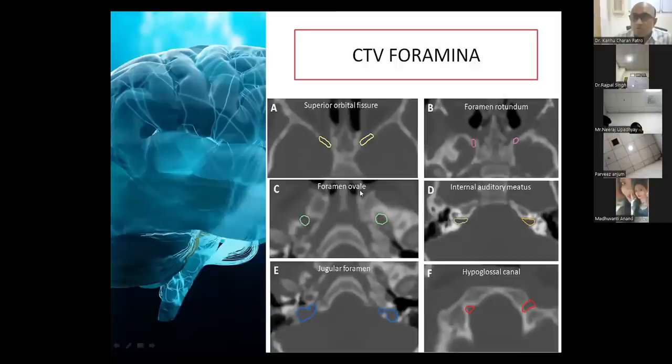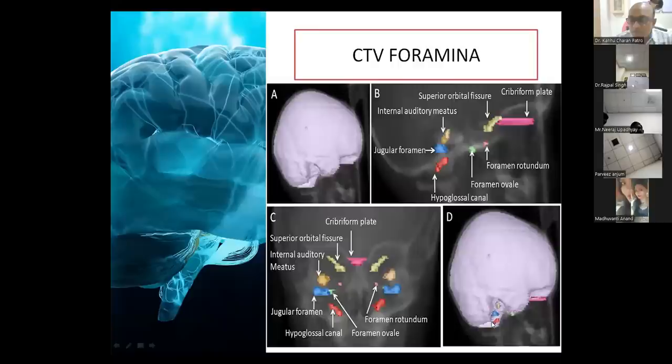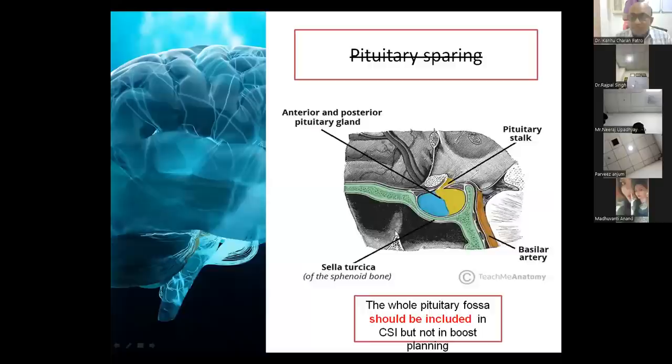This is how it looks after contouring. After contouring, you have to give 1 centimeter to all these foramina. Apart from that, some people are wondering, shall we spare the pituitary? Never spare the pituitary during CSI, but you should spare the pituitary during the boost planning. So the total pituitary fossa should be included in the CTV.